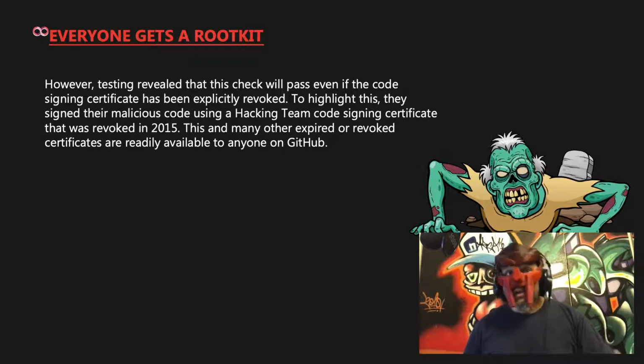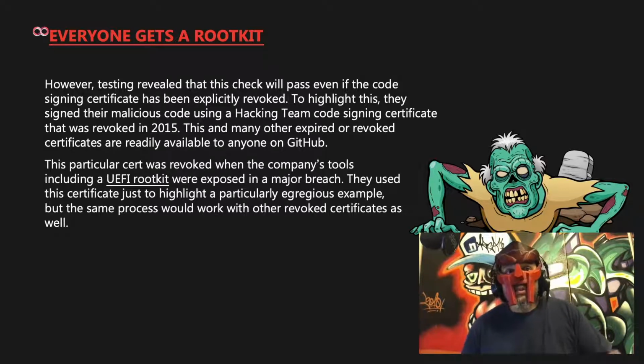To highlight this, they signed their malicious code using a Hacking Team code signing certificate that was revoked in 2015. This and many other expired or revoked certificates are readily available to anyone on GitHub. This particular cert was revoked when the company's tools, including a UEFI rootkit, were exposed in a major breach. They used the certificate just to highlight a particularly egregious example, but the same process would work with other revoked certificates as well.